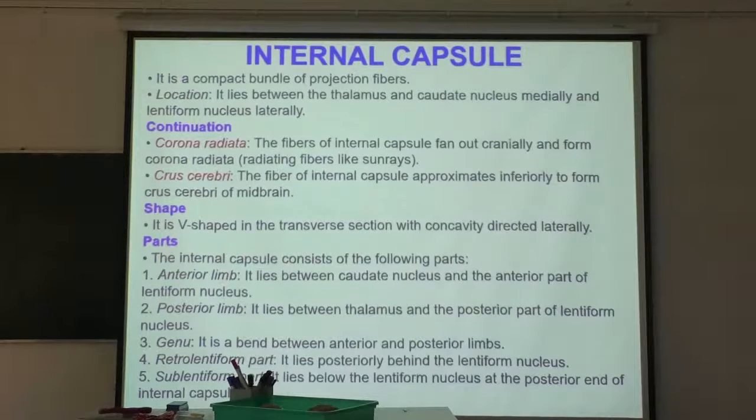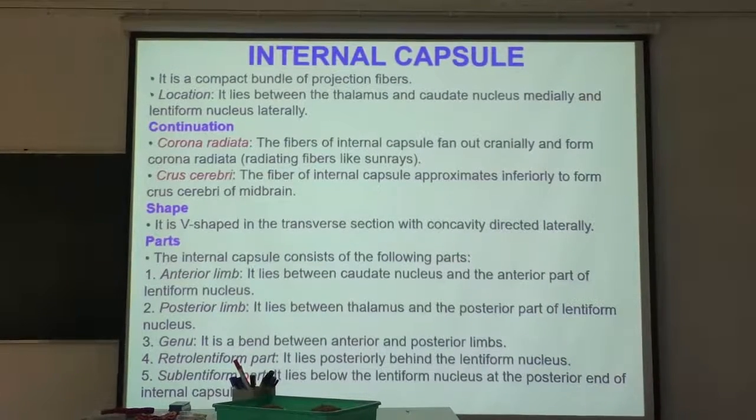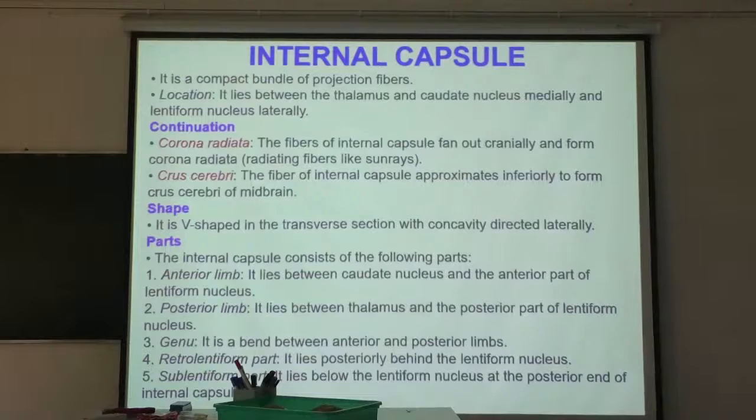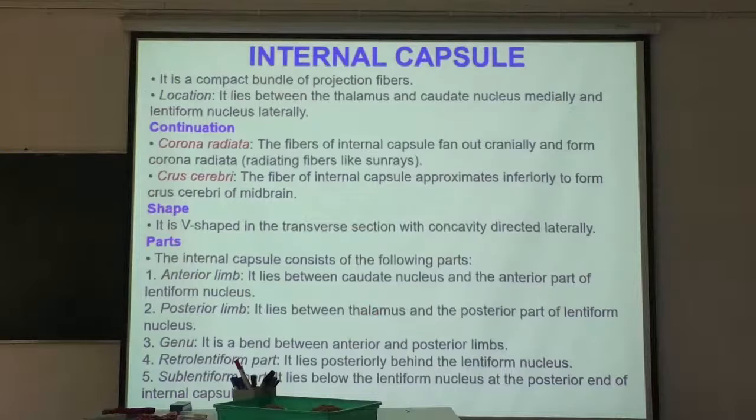Next is shape. It is a V-shaped structure in the transverse section with concavity directed laterally. Now, what are the parts of the internal capsule? Internal capsule consists of these 5 parts: anterior limb, posterior limb, genu, retrolentiform part, sublentiform part. Anterior limb lies between caudate nucleus and the anterior part of the lentiform nucleus. Posterior limb lies between thalamus and the posterior part of lentiform nucleus. Next is genu, a bend between the anterior and posterior limbs.